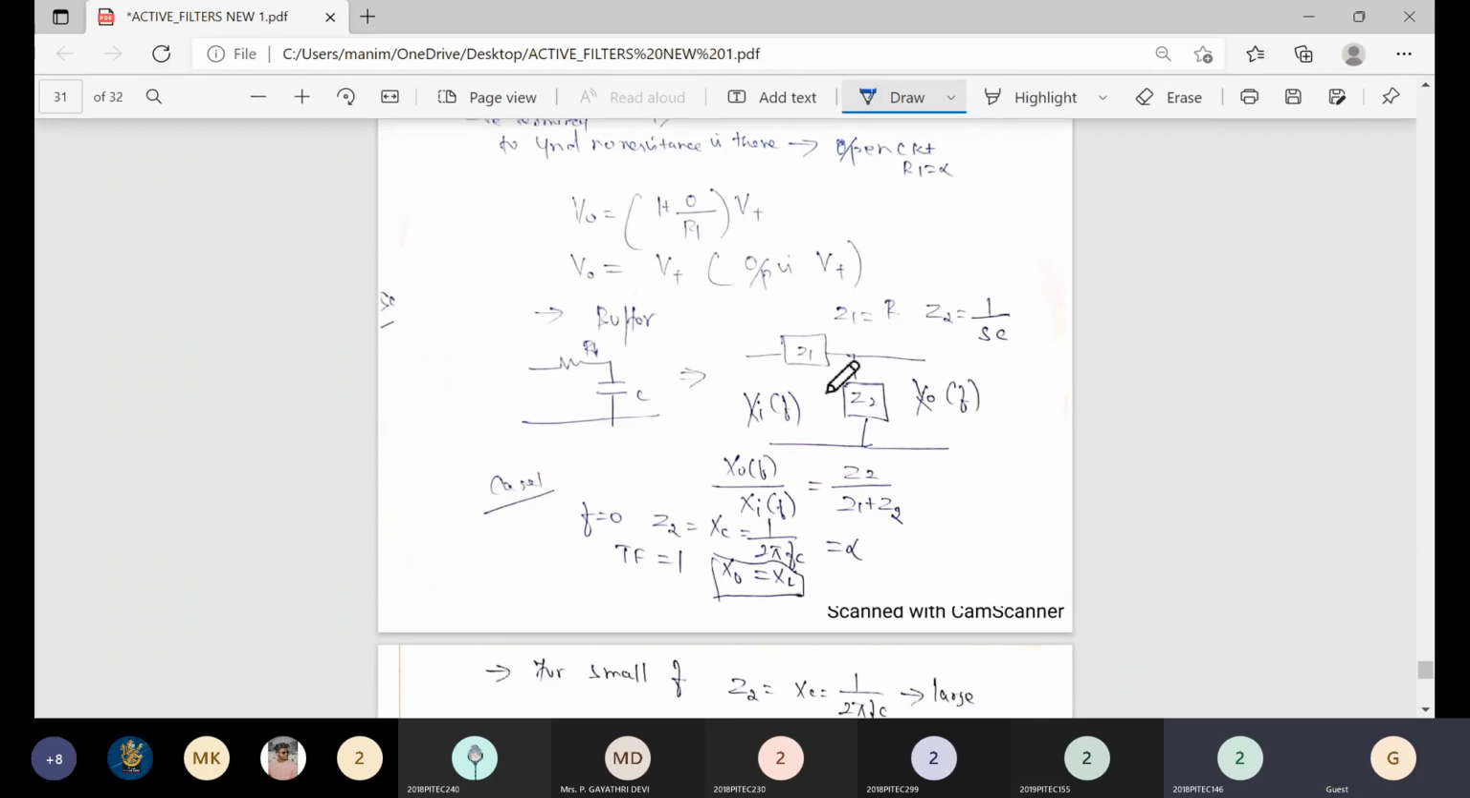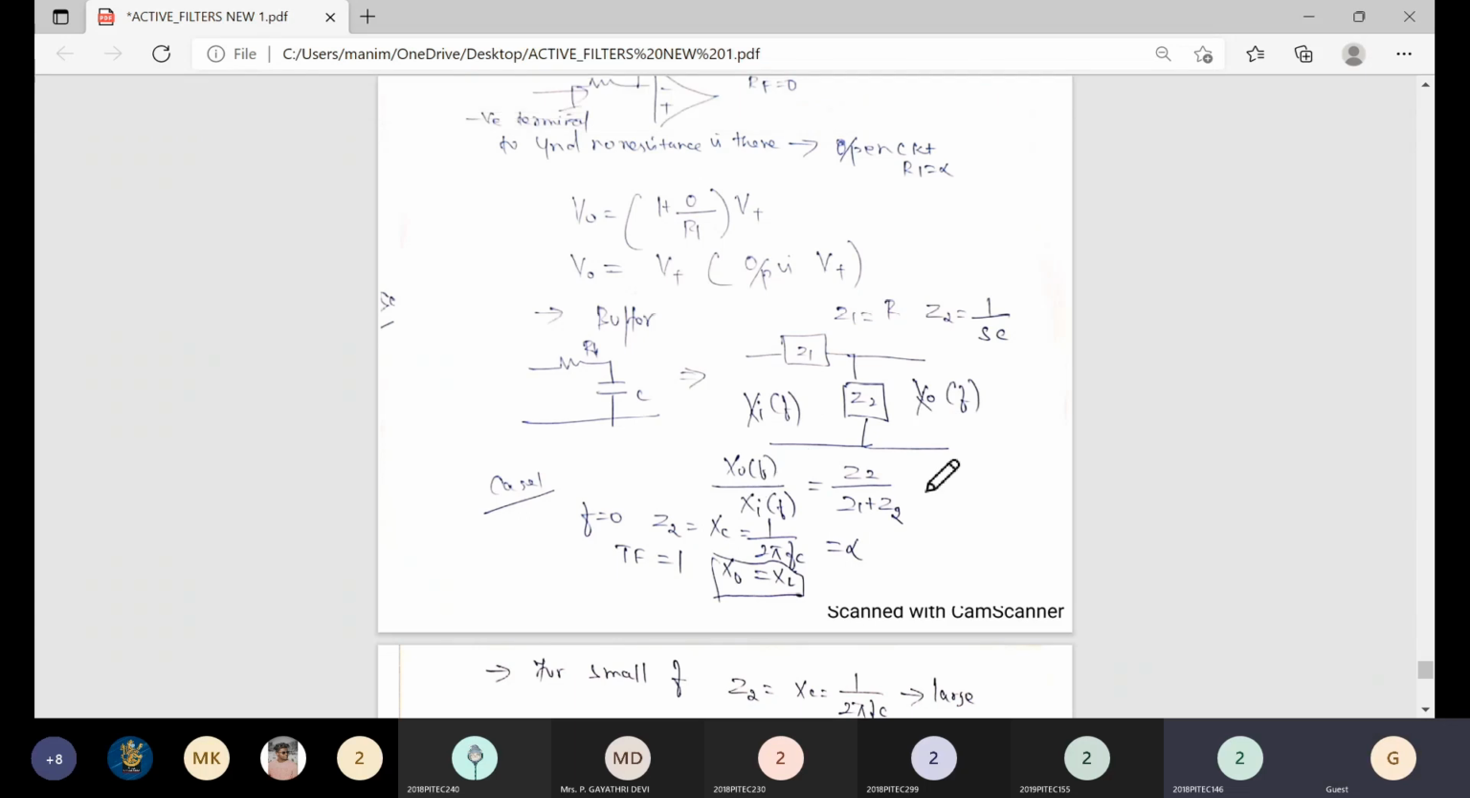So just write the impedance values of both the resistance and capacitance. I have written here Z1, Z2, right? So here this is the input voltage with respect to frequency, and this is the output voltage with respect to frequency. We have derived that voltage gain is the output voltage divided by the input voltage, that is Z2 divided by Z1 plus Z2, right?